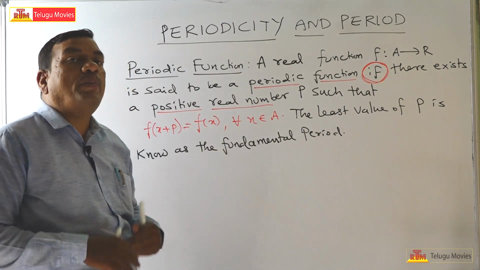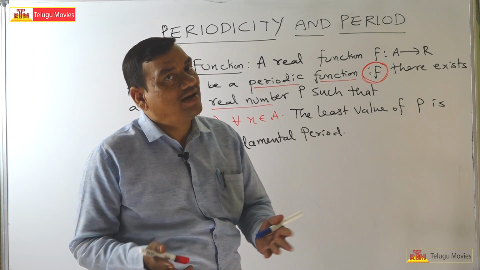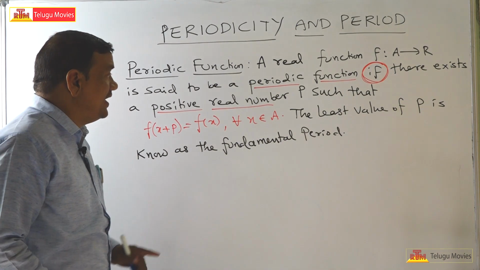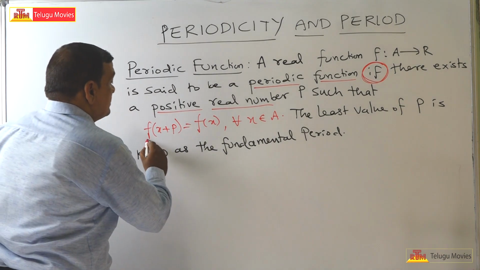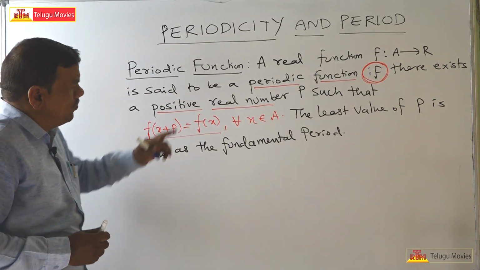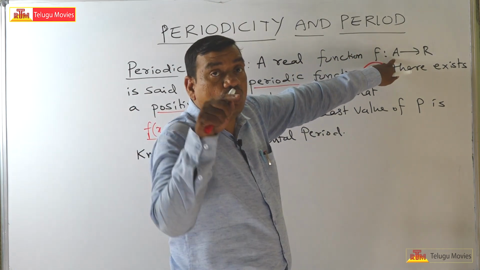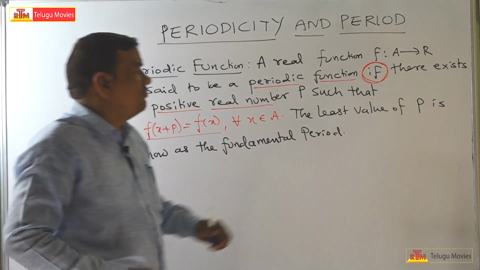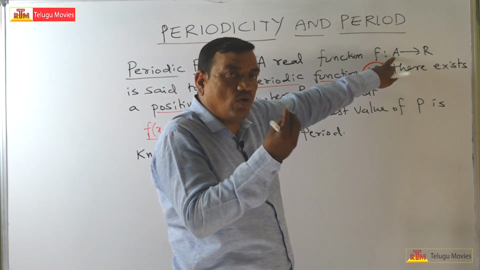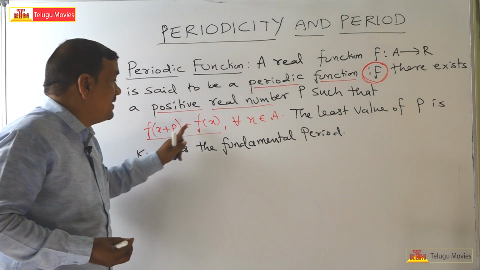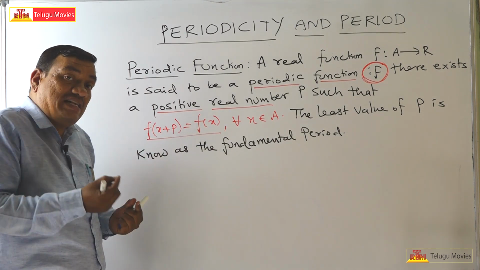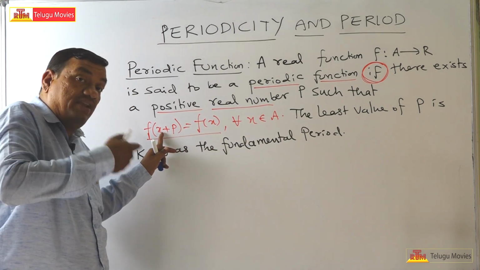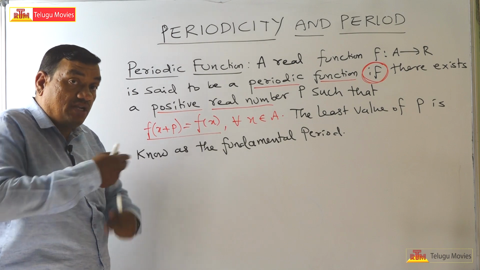That p may be 2 pi, 4 pi, 6 pi, 5, 6, 10, like that also. Whatever the number, it is a real number. Moreover, a positive real number p such that f of x plus p is equal to f of x for all x belongs to A. A means what? A is the domain of the function. For every x you take from the domain, if you apply f of x plus p, where p is the interval, again you are getting the same shape, f of x.